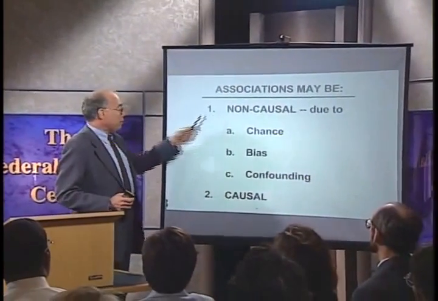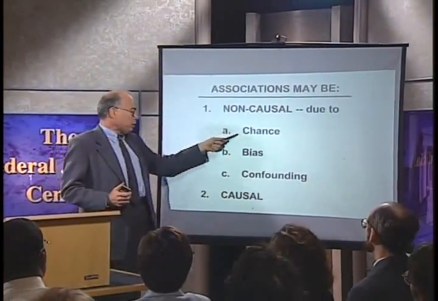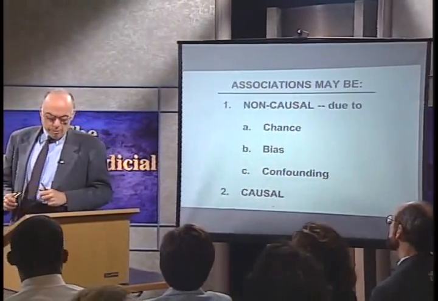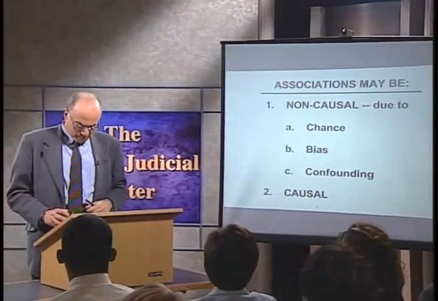At this point, then, let's just summarize. If we observe an association, it can be non-causal or causal. If it's non-causal, it can be due to chance, to bias, or to confounding. Or it may indeed be causal.